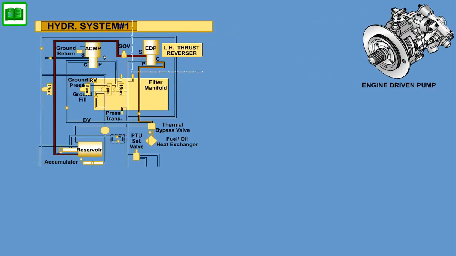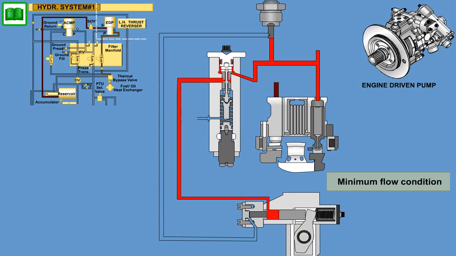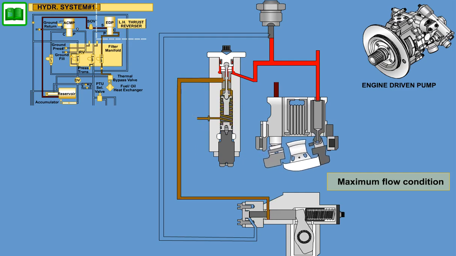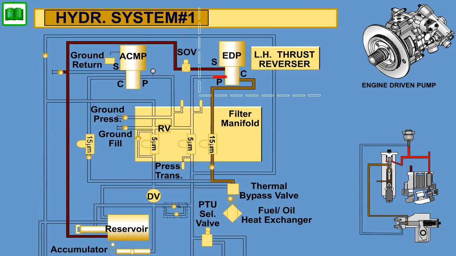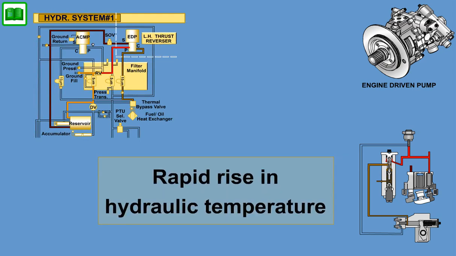A hydraulic fluid overheat condition may be caused by the failure of a pump compensator, which would cause the pump's swash plate to go to the maximum flow condition, causing the excess flow from the pump to pass through the system relief valve located in each system's filter manifold. This would result in a rapid rise in the temperature of the hydraulic fluid. The overheat threshold may be passed approximately 1 minute after the failure.